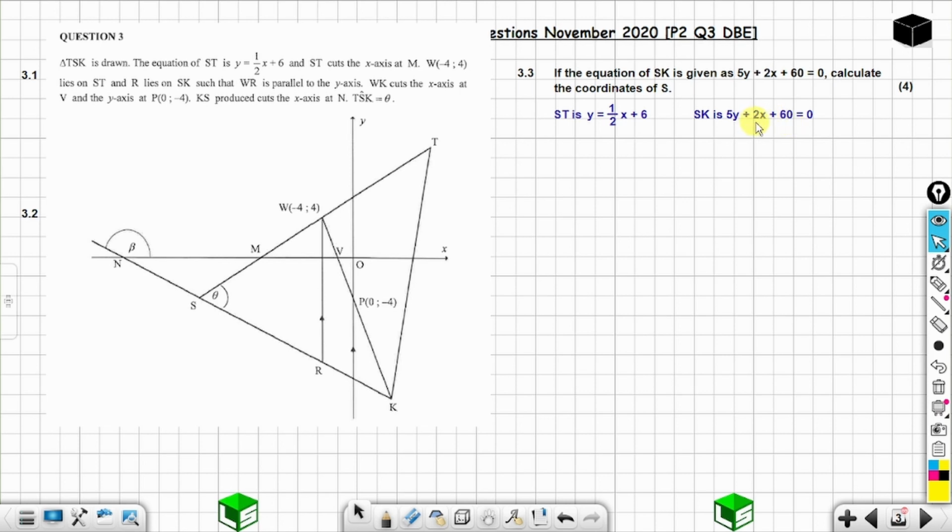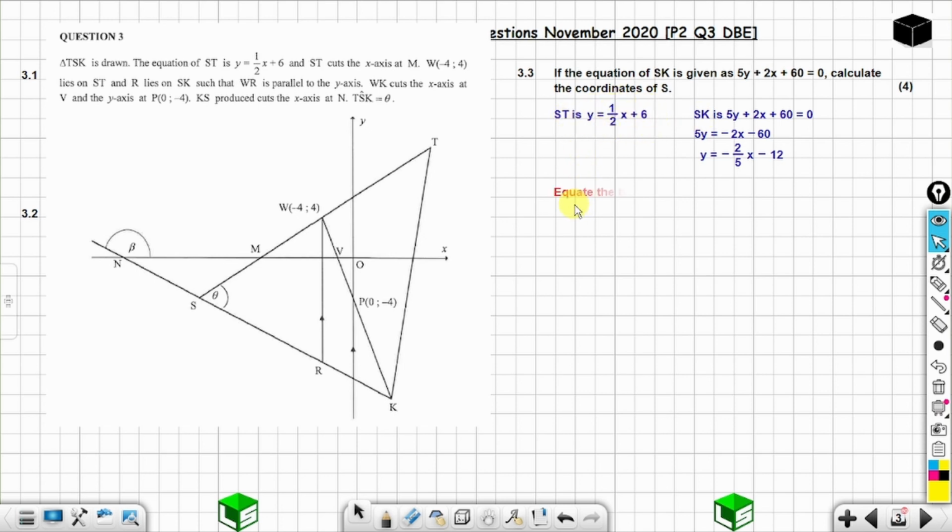When you take 2x to the right and 60 to the right, you are going to have 5y is equal to -2x - 60. Now you are going to divide by 5 throughout so that you can have y as the subject of the formula. You are going to have y is equal to -2/5 x - 12. So this is the equation of SK and this is the equation of ST.